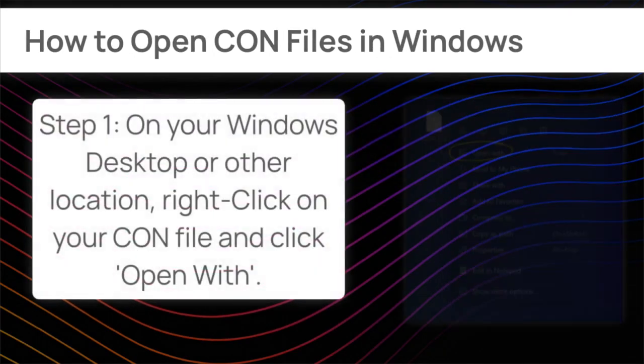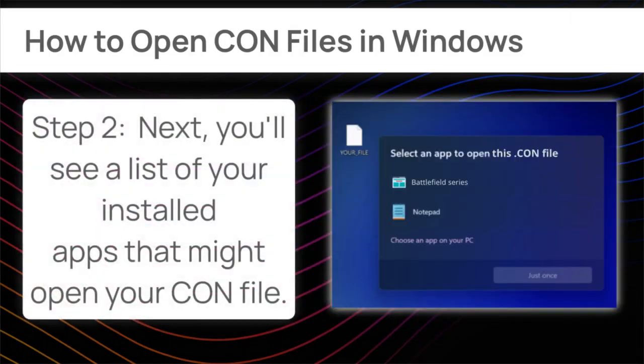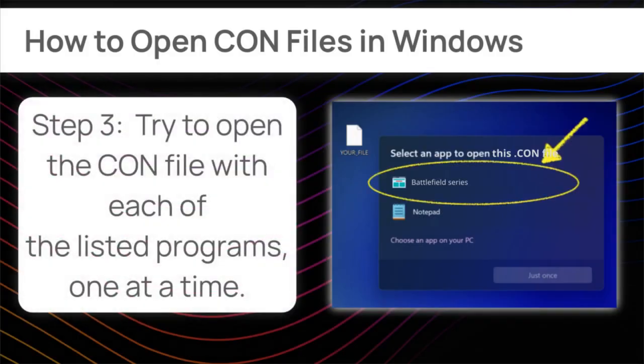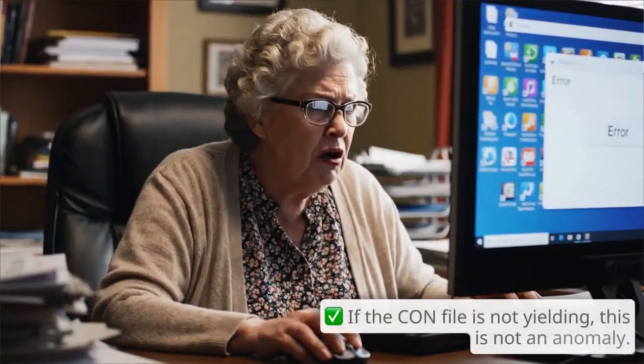We are performing the initial software environment diagnostic. Right-click your CON file and choose Open With. Test with Battlefield series first. If it's missing, select another program. It's often a simple software switch. If your CON file is not opening yet, that is normal. The specificity of the CON format is likely what caused the error.